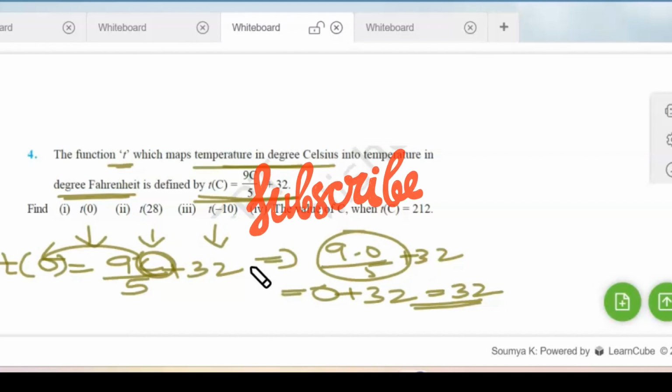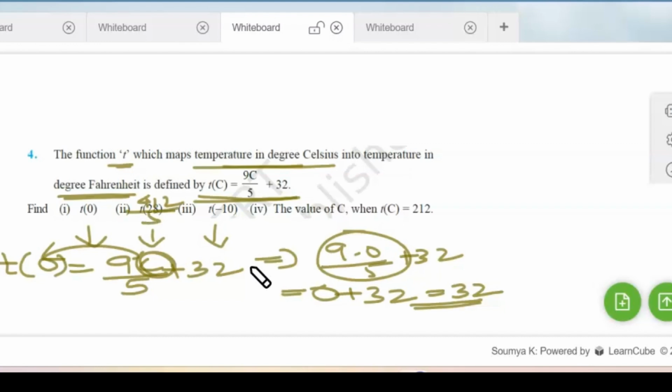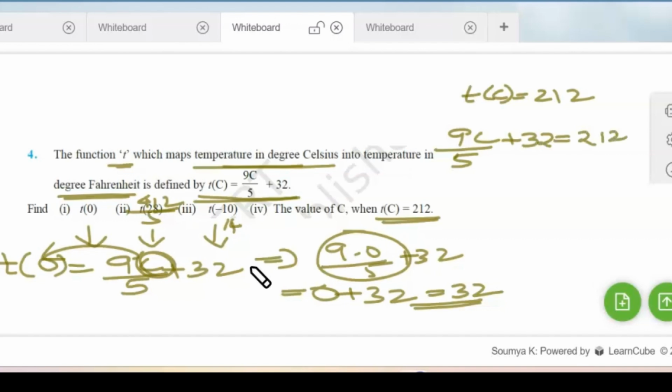question. And similarly, you can do 28 and minus 10 also. In that case, you will get different answers like 412 by 5 here, and for minus 10 you will get 14 as the solution. Let's see the fourth question, how to solve that. You have to find the value of C when temperature is given at 212. The value is already given to you, so you don't have anything to substitute here. Find out C. So do a linear equation solution and you will get the answer.